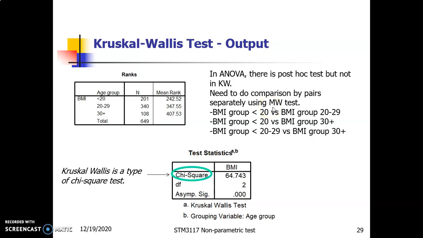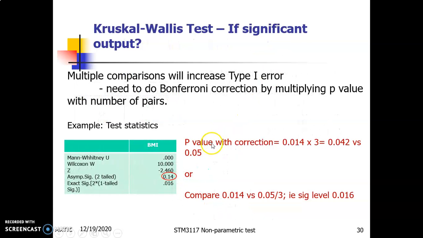To reduce the type 1 error, what we have to do is apply a nonparametric correction. For example, let me show you here. The p-value that you obtain from the Mann-Whitney test, for example here 0.14, you have to multiply it by 3, and then when you get the number, for example 0.042, you have to compare it with 0.05. Is it less or is it more than 0.05?